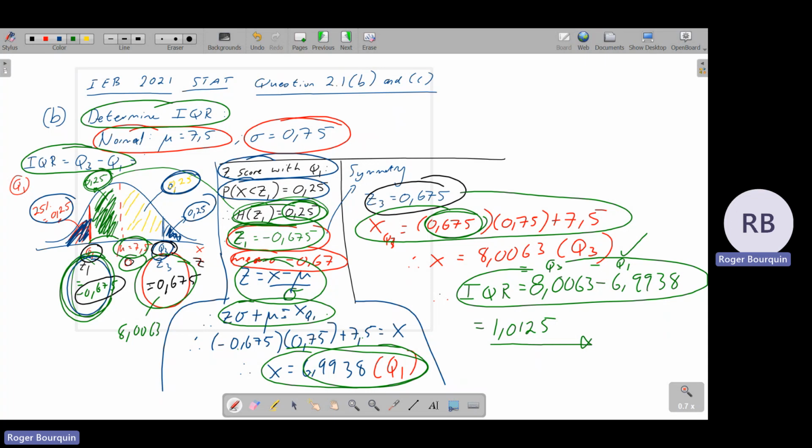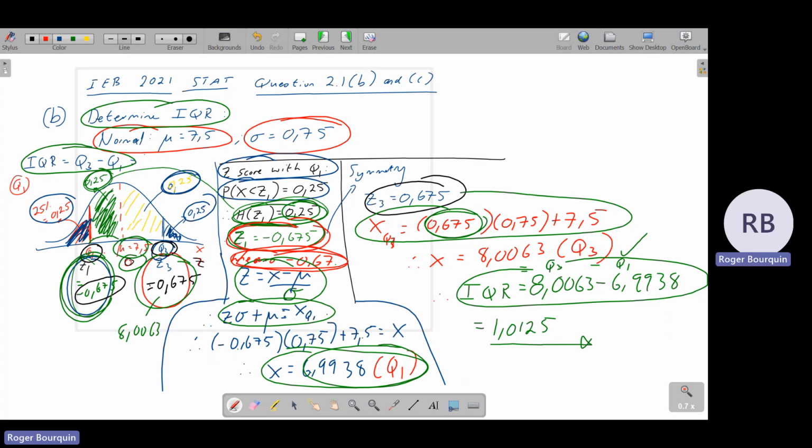In the memo, they used a Z score of negative 0.67. That's fine, but so is negative 0.675. It's actually slightly more accurate. So there is my interquartile range. Remember, the lower quartile is the same as the 25th percentile. The probability that it's less than the lower quartile is 25%. The upper quartile is your 75th percentile. 75% of the data lies to the left of that. The area under the curve to the left of the 90th percentile would be 90%.